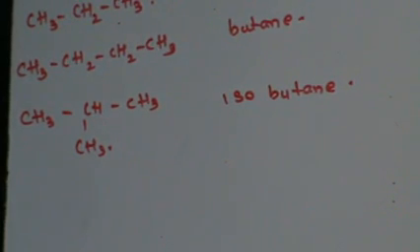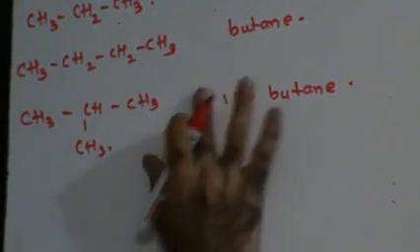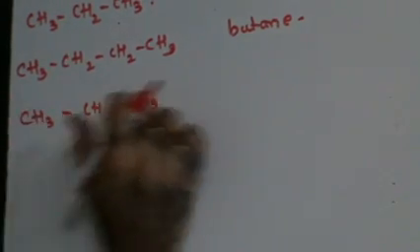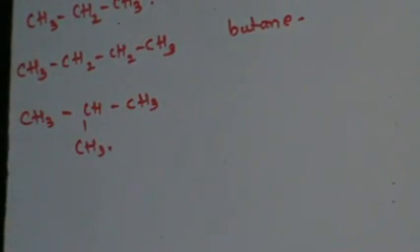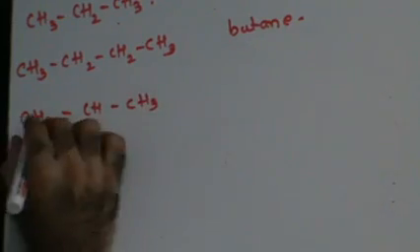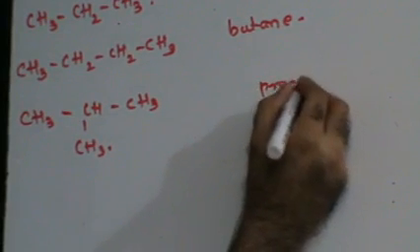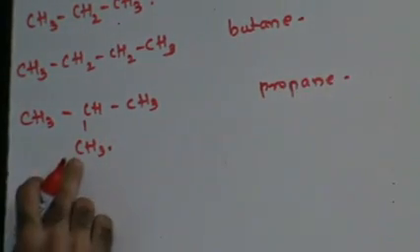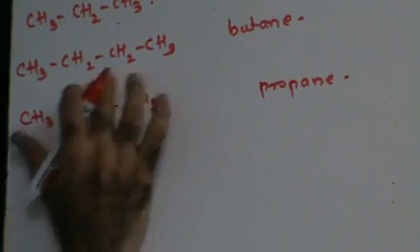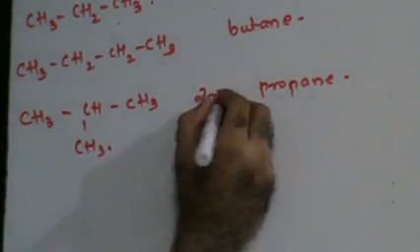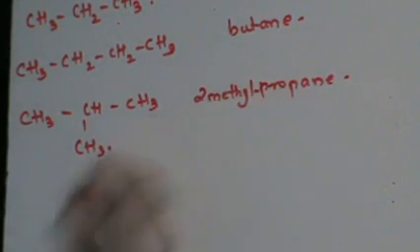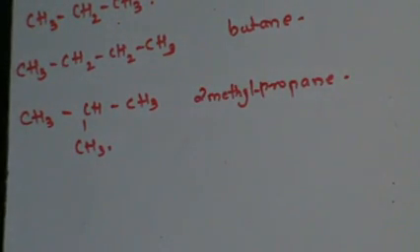And if I'm doing the IUPAC name, you have to consider the primary chain. What is the primary chain? The chain that contains the maximum carbon atoms is called the primary chain. So this is the one which contains the maximum carbon atoms, 3 carbon atoms, therefore this is propane. You have one carbon atom, that means a methyl group, attached where? To the second carbon atom. So this is going to be 2-methyl propane. That would be the IUPAC name for this.